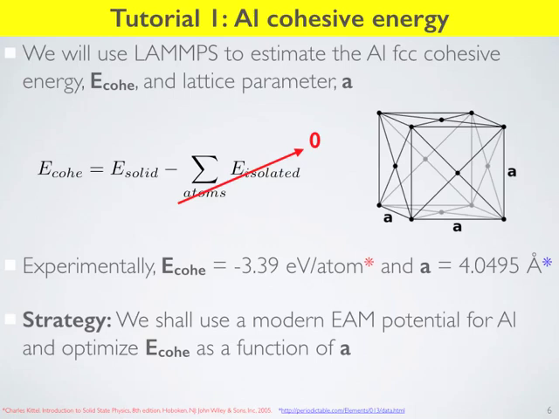So the thing we would like to compute is what is the cohesive energy of aluminum and what is the lattice parameter. So the lattice parameter is something you computed in your project using DFT. Now we're going to compute it using a classical force field in molecular dynamics, and we're going to see how good we did.